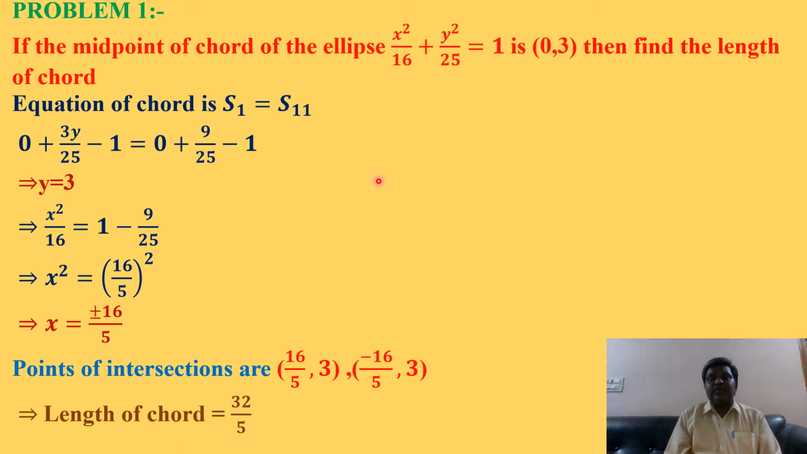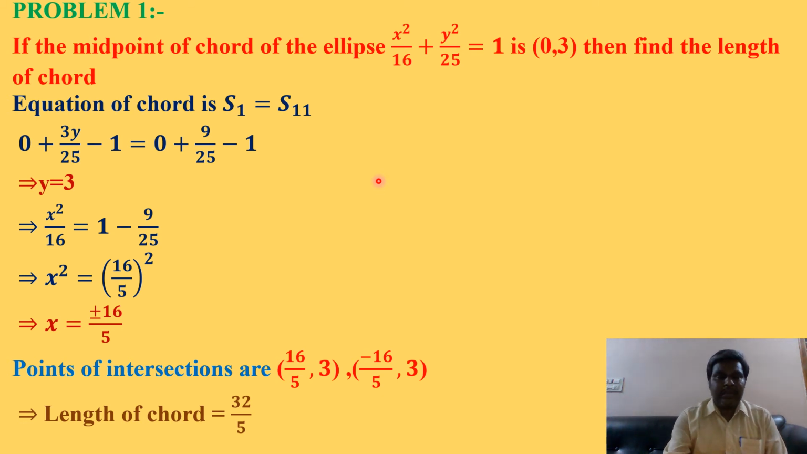So this is the way to find the length of the chord when the midpoint of the chord is given to you. Understand? In this manner we can find the length of the chord. You write S1 is equal to S11 and solve with the curve. We get the extremities of the chord and hence find the length of the chord.